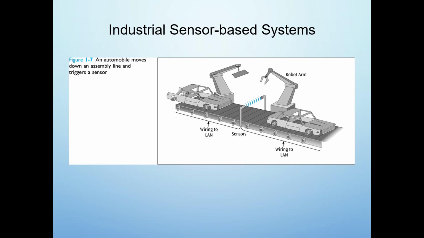Another type of connecting is through sensor networks that are often found in industrial and real-world settings. This figure shows a diagram of a typical sensor network in a manufacturing environment. These sensors are often interconnected via one or more local area networks.